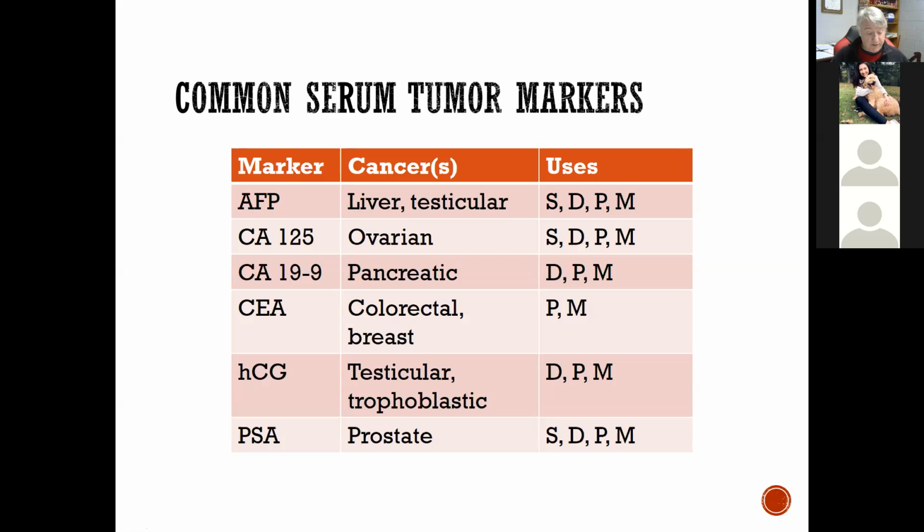Testicular germ cell cancers, liver cancer, definitely on that. You see the uses: the S stands for screening, the D stands for diagnosis and staging, P is prognosis, and M is monitoring. So you see those. I don't want you to be lost on those abbreviations.